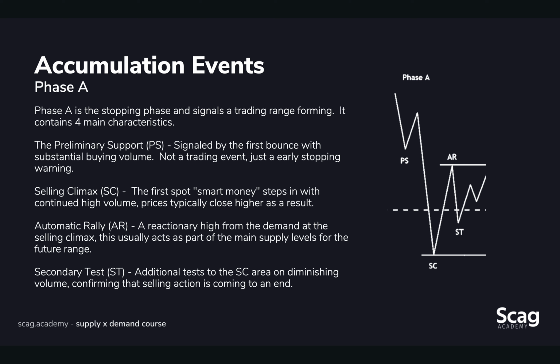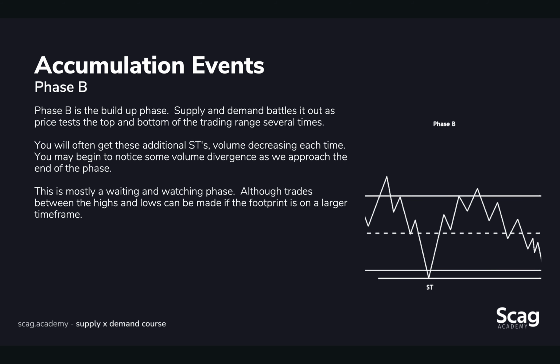And as a result of those higher closes, you get an automatic rally, right? A reactionary high from the demand at the selling climax. This usually acts as a part of the main supply level for the future range, right? So if you look at the little schematic there, you can see, of course, we have a supply or a resistance line, kind of just signaling for the future trading range that there is an area of supply up here. Then we have the secondary test. This is an additional test of the selling climax area on diminishing volume, again confirming that selling action here is coming to an end.